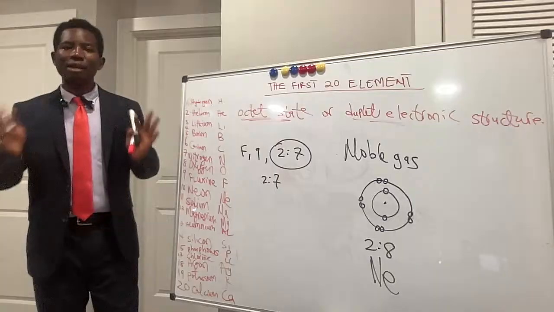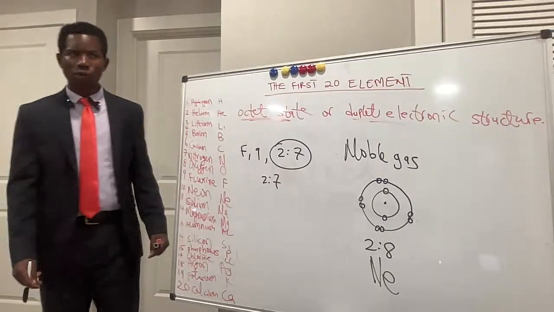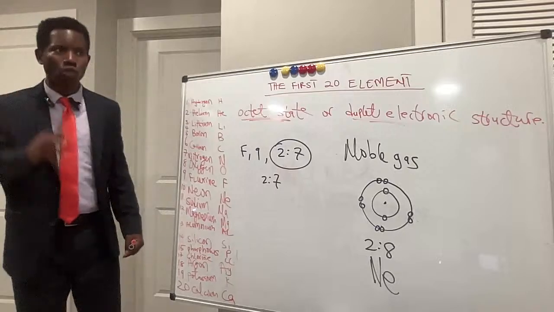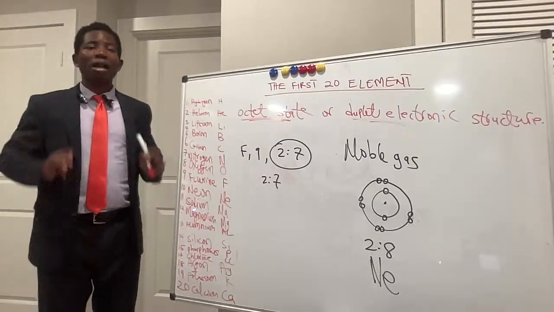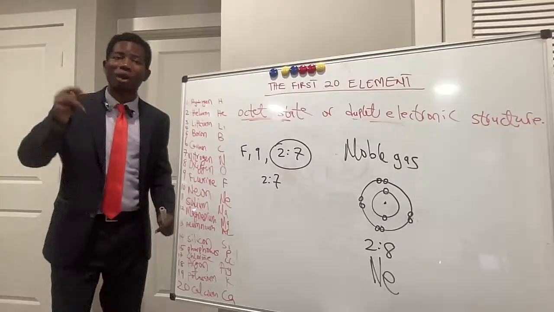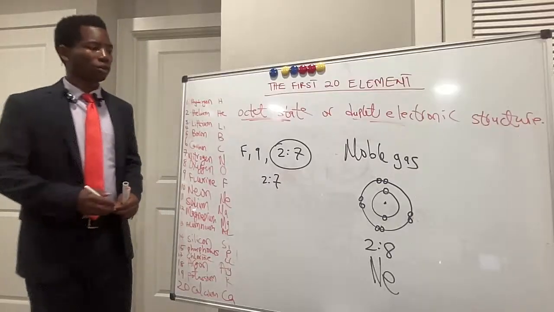So all the elements in the periodic table want to achieve an objective. What do they want to do? They want their outer shell to be 8 electrons. That is what they are fighting for, and that's why elements react. That is the desire.